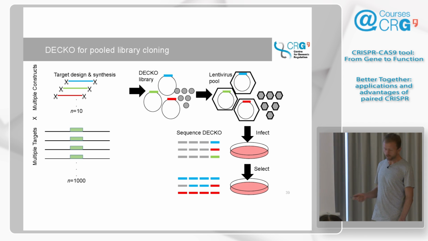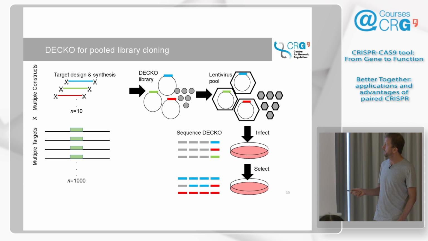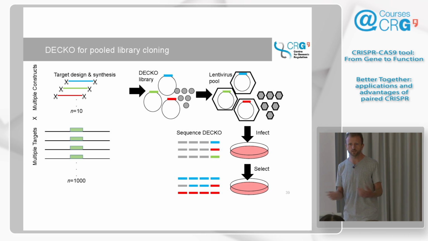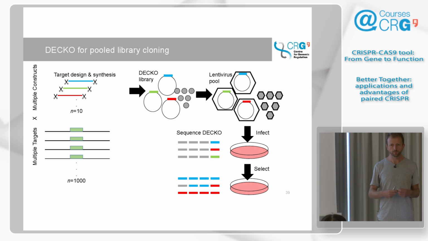You synthesize that on a microarray, which is technologically very feasible, and then you can clone this into DECO. You can make a lentivirus from that and introduce that into your cells and do all kinds of screening experiments where you do very efficient screening, pull out the cells which have a mutant phenotype, and sequence those cells and find interesting new functional regulatory elements.